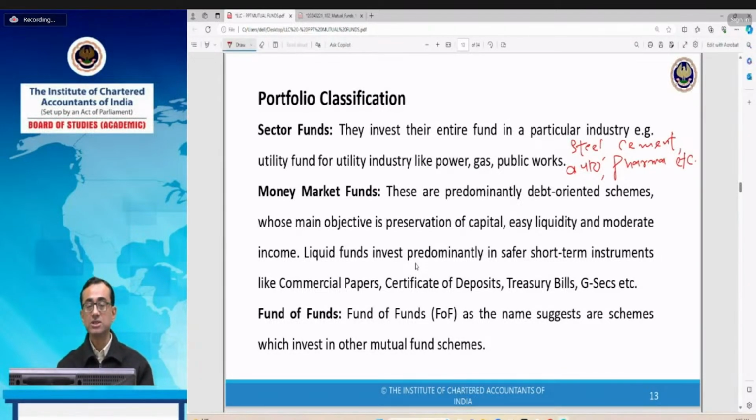Now the question is whether sector funds or sectoral funds are risky. The answer is yes, because the mutual fund is invested in a particular sector. For example, it is invested in a steel sector.